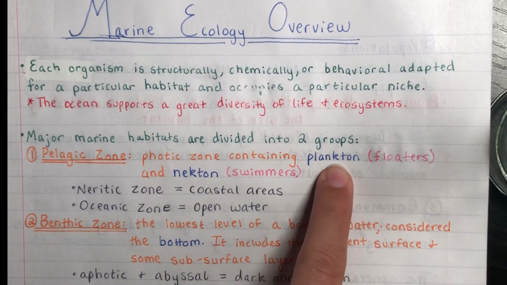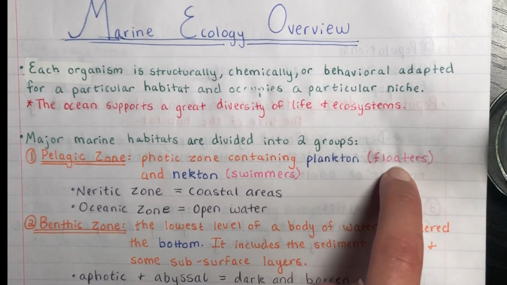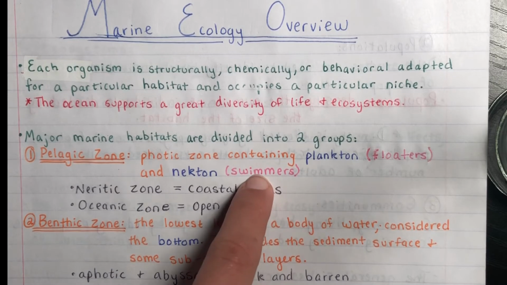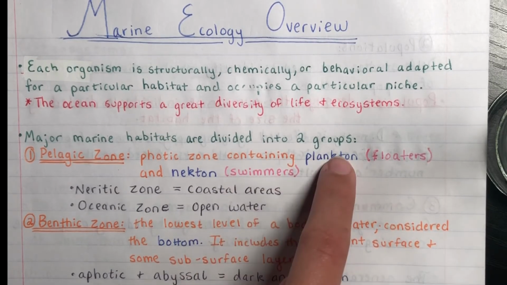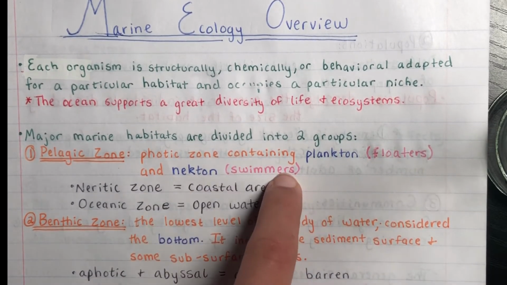Plankton is anything that floats in the water. They just float around. Nekton is considered anything that swims or has some type of movement that they can control. So plankton float around with the currents. Nekton have some type of control over how they get around or swim.